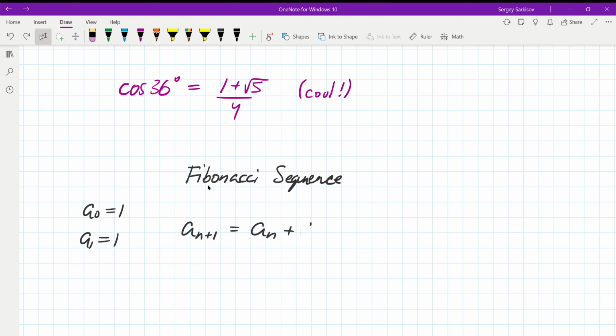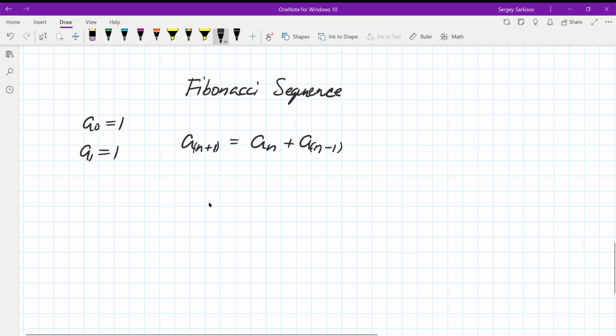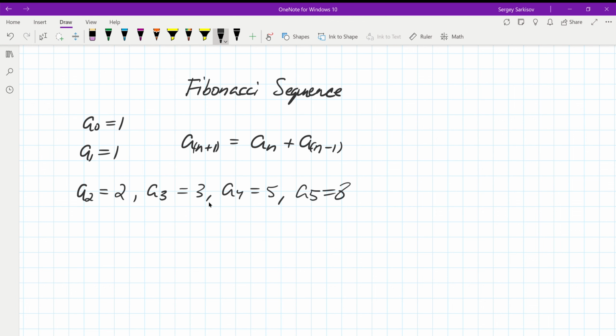a sub n plus 1 is equal to a sub n plus a sub n minus 1. Basically the third number is the sum of the first two, the fourth is the second and third added, the fifth is the third and fourth. So for example, what's a2 equal to? 1 plus 1 is 2. For a3, you add up 1 plus 2, that's 3. The next one, 2 plus 3: a4 is equal to 5, a5 is equal to 8, and a6 is equal to 13.